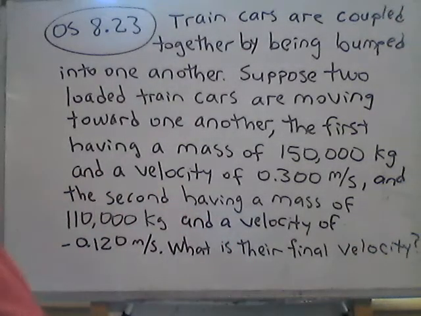Okay, so OpenStax 8.23. Train cars are coupled together by being bumped into one another. Those two loaded train cars are moving toward one another, the first having a mass of 150,000 kilograms and a velocity of 0.300 meters per second, and the second having a mass of 110,000 kilograms and a velocity of negative 0.120 meters per second. What is their final velocity?